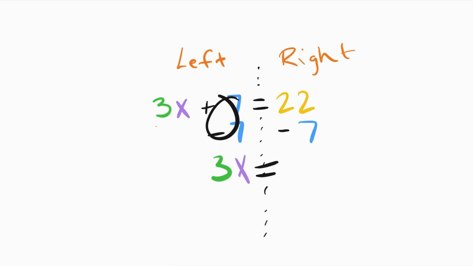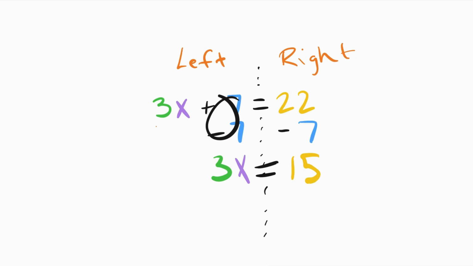Now, the right side is 22 minus 7. So we want to take away 7 from 22. You can break up that 7 into a 2 and a 5. Take away 2, take away 5. So 22 minus 7 is 15. Now we have 3 times x, or 3x, equals 15.